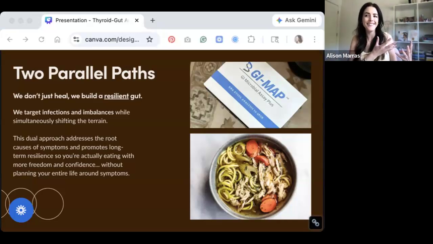So that's the terrain, right? And that's what allows us to get off these elimination diets and get away from all these crutches eventually and just open up and feel good about nourishing ourselves while we target infections and imbalances. Okay. So we do both together.